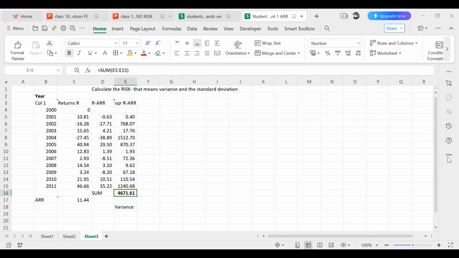Ma'am, I got 4, 5 something. I think I made a mistake. So anyhow, then you just write 4671. You should get this exact answer. For these values, you should get this answer.